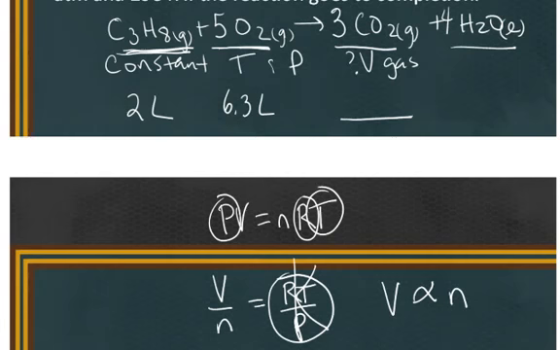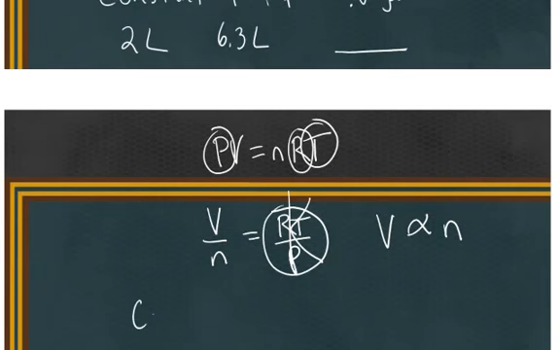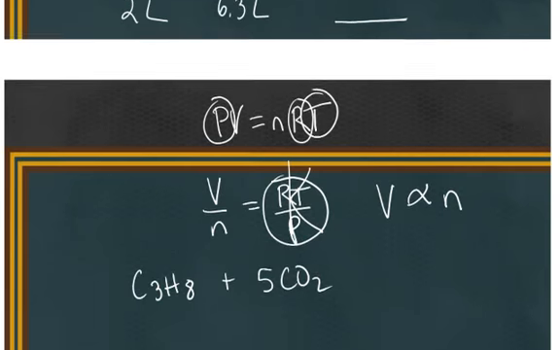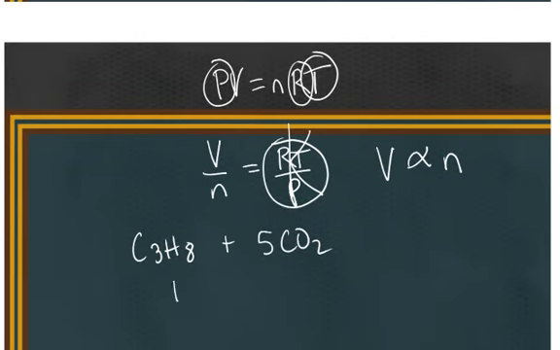All right, so we have given 2 liters and 6.3 liters. And from our balanced chemical equation, we need to figure out which is the limiting reagent. In this case, 1 liter of propane reacts with 5 liters of carbon dioxide. So we can say that they exist in a 1:5 volume ratio when they react completely.